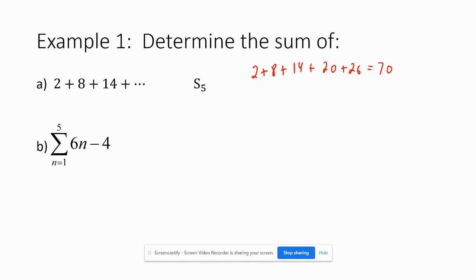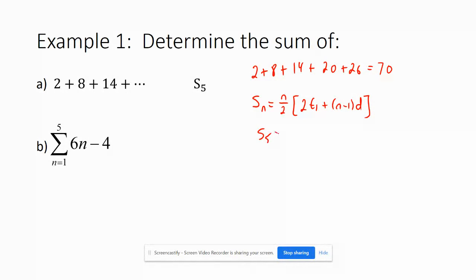Now, we have a formula that we can use for this as well, and that's just good practice. This is an arithmetic series because we have a common difference. So we have Sn equals n over 2 times (2t1 plus (n minus 1)d).